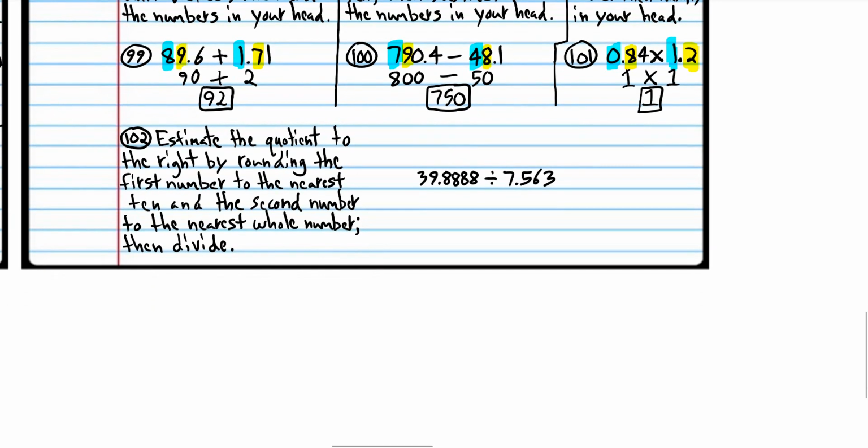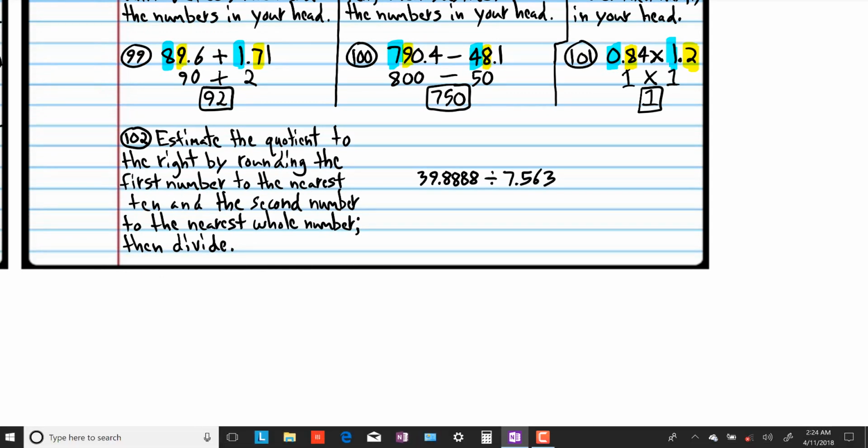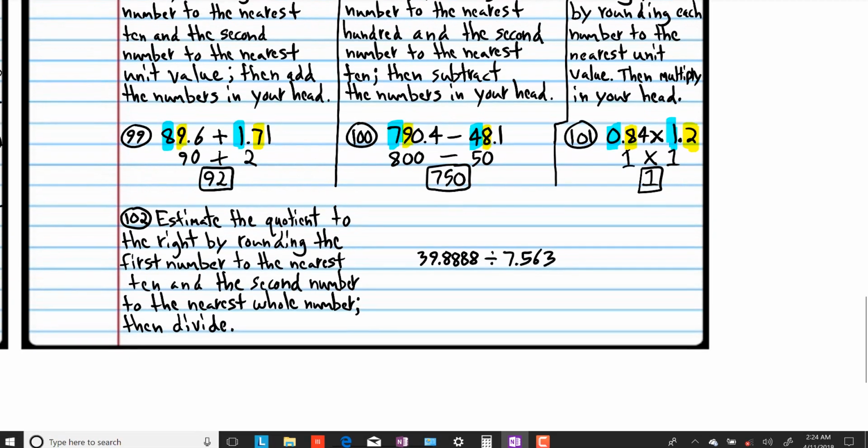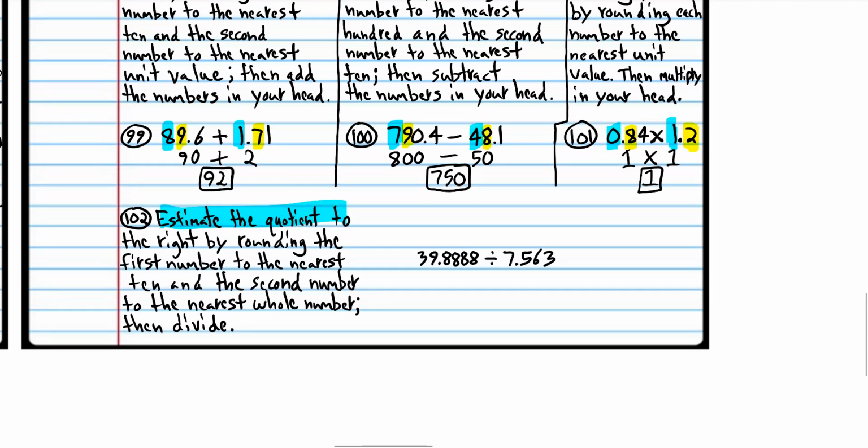Estimate the quotient, that's the result after you divide, to the right, this here, by rounding the first number to the nearest 10. So let's go ahead and do that. Round that number to the nearest 10, and when you come back, we'll do it together.